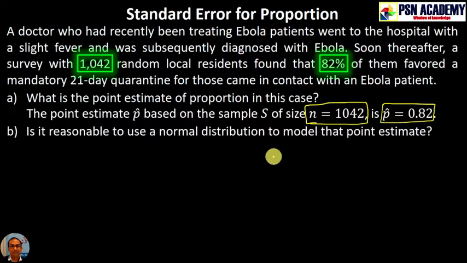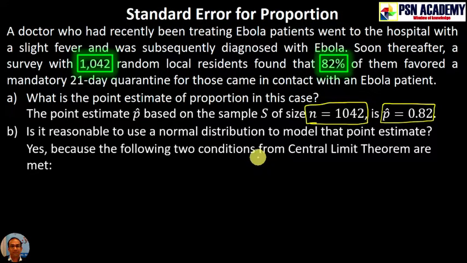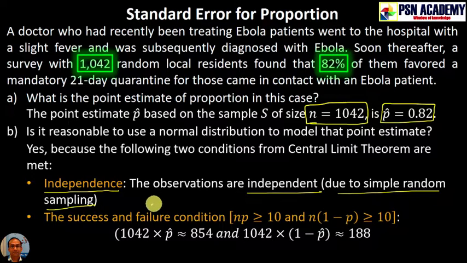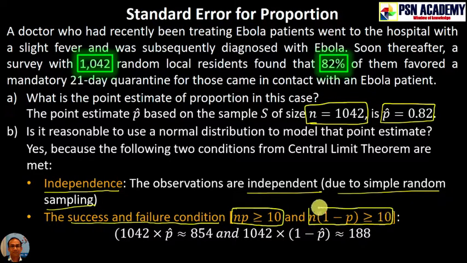Okay. Second question, is it reasonable to use a normal distribution to model this problem? Yes. Why? Because the following 2 conditions from central limit theorem are met. The first condition is independence. The observations are independent. How do you come to know about that? Due to simple random sampling. Now, the second condition, the success and failure condition. What this says, n times p must be greater than or equal to 10. Also, n times 1 minus p must be greater than or equal to 10.